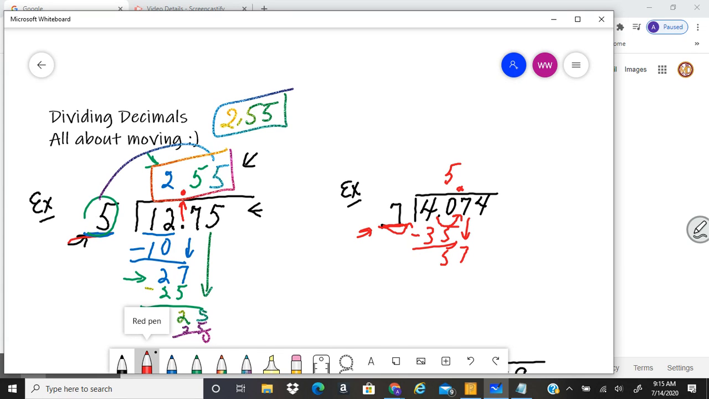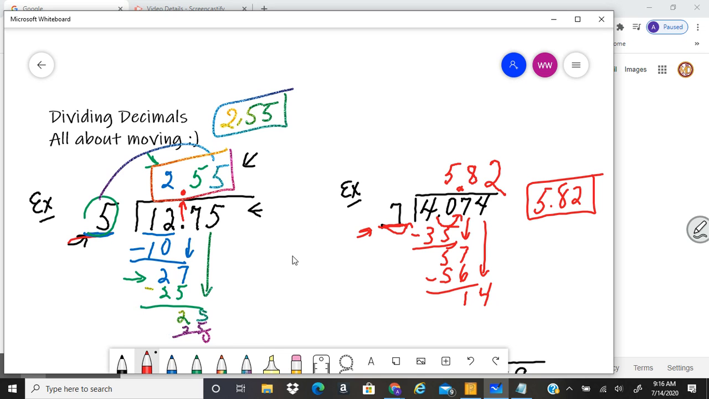7 into 57 goes 8 times. 8 times 7 is 56. Subtract gives me 1. The 4 comes down. I know I'm going fast, but I told you, under 5 minutes. 7 into 14 is 2. So my final answer is 5.82.